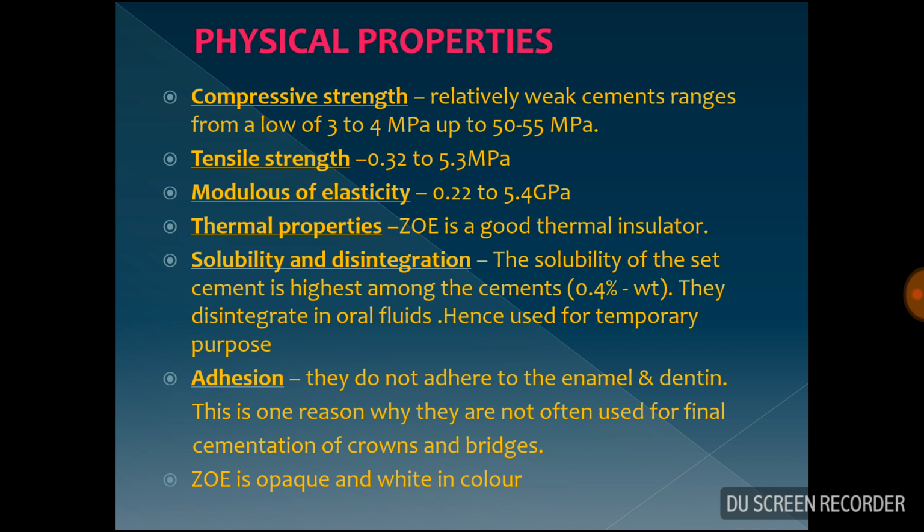Tensile strength: it ranges from 0.32 to 5.3 MPa. Modulus of elasticity: it ranges from 0.22 to 5.4 GPa. Thermal properties: zinc oxide eugenol cement is a good thermal insulator. Solubility and disintegration: the solubility of the set cement is higher among the other cements.